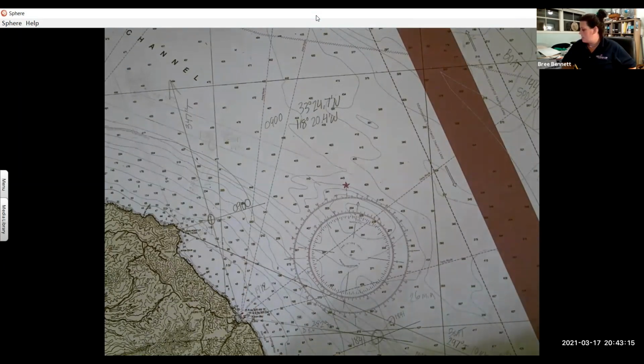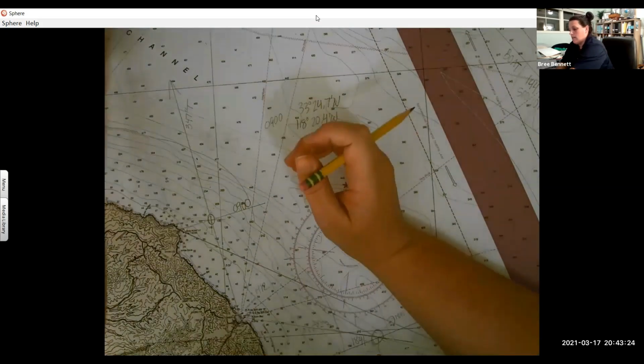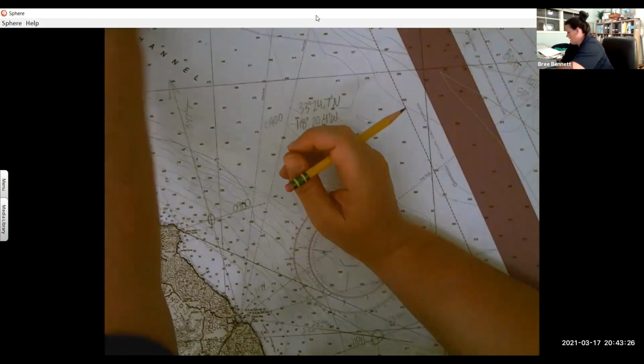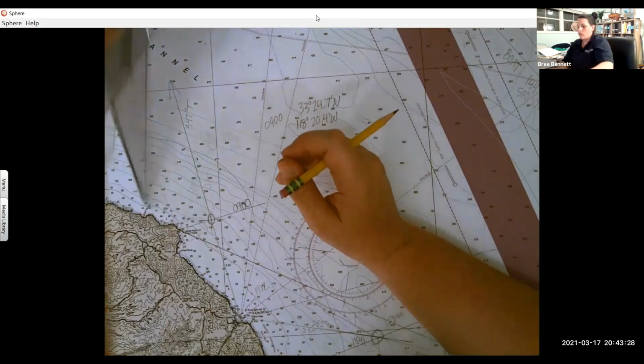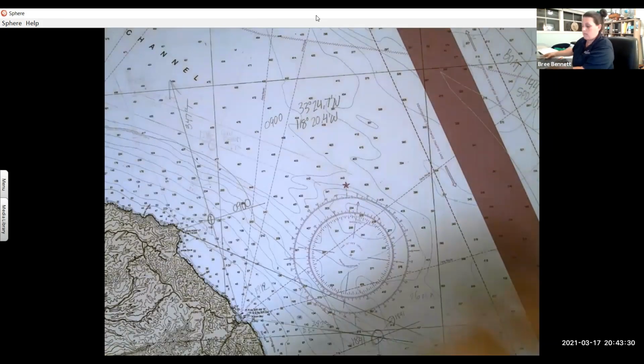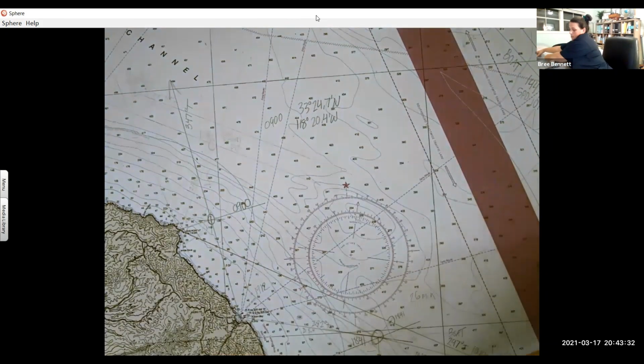Then it told us at this point, we decide to head for LA Harbor. So we're going to go up to LA Harbor and head for buoy 1. So let me just adjust my camera here.